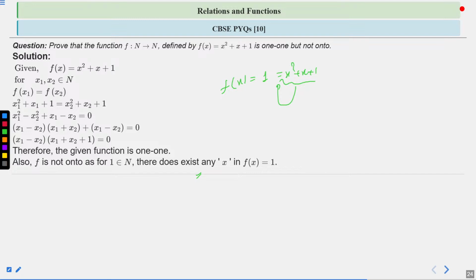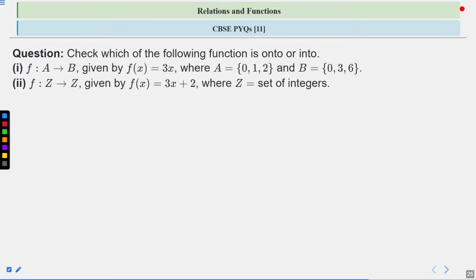Okay. Let us move to the next question, which says check which of the following functions is onto or into. Question 1: f is from A to B given by f(x) = 3x, where set A is {0, 1, 2} and set B is {0, 3, 6}. And question 2 says f is from Z to Z given by f(x) = 3x + 2, where Z is the set of integers. We basically have to check whether the given function is onto or into. So you know the conditions of onto or into, and you will apply that. You have 10 seconds to solve or think about this question. After that, we will discuss the solution part.